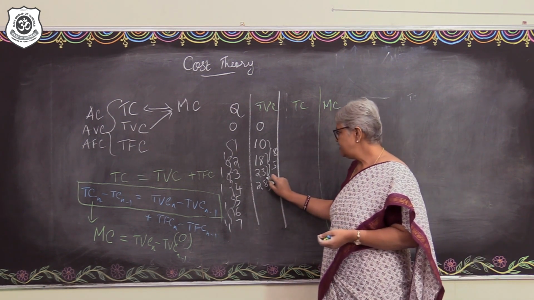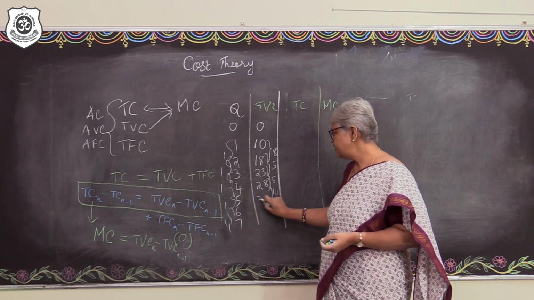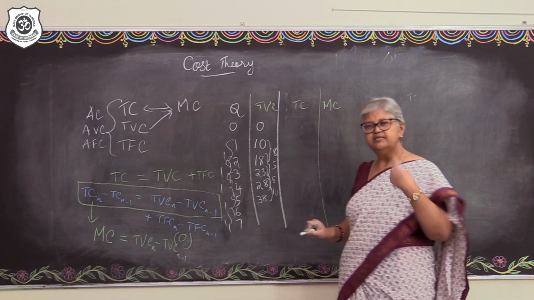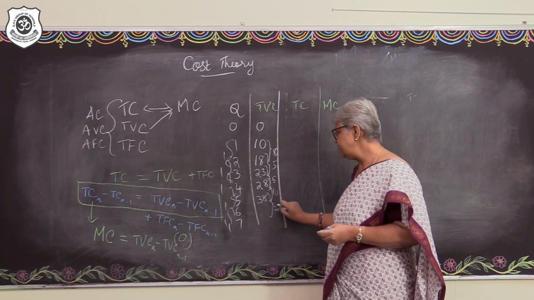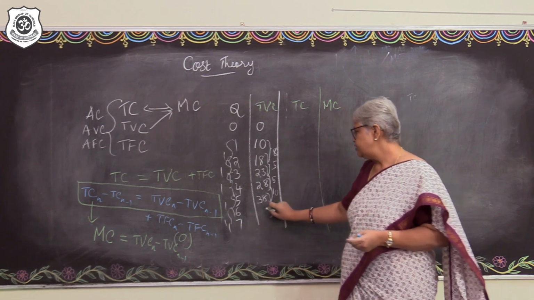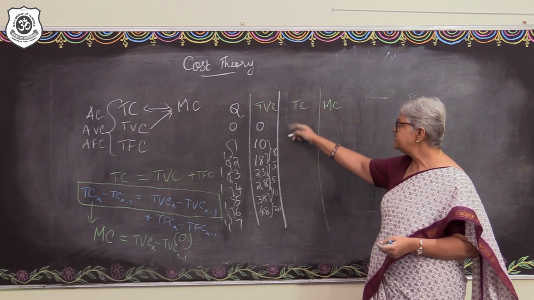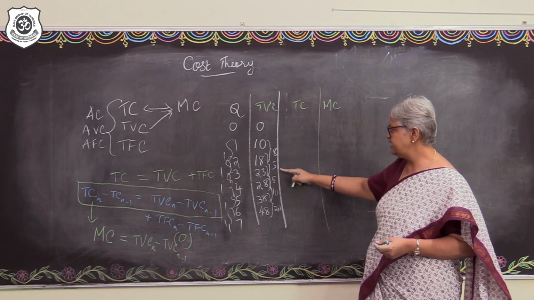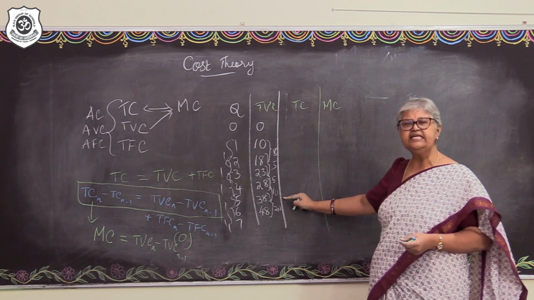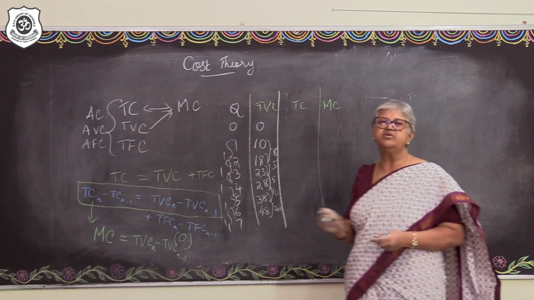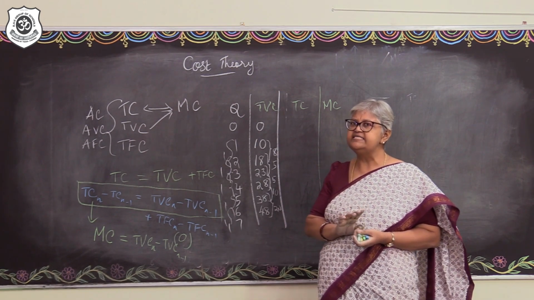Then the next level, let us say it increases by 10 units, so that's going to be 38. Then the next level, let's say it increases by 20, so that is going to be 48. So what do we understand? The TVC is initially increasing at a decreasing rate, then at a constant rate, and then at an increasing rate. This is the general behavior of the total variable cost. You are very well aware of that, isn't it?